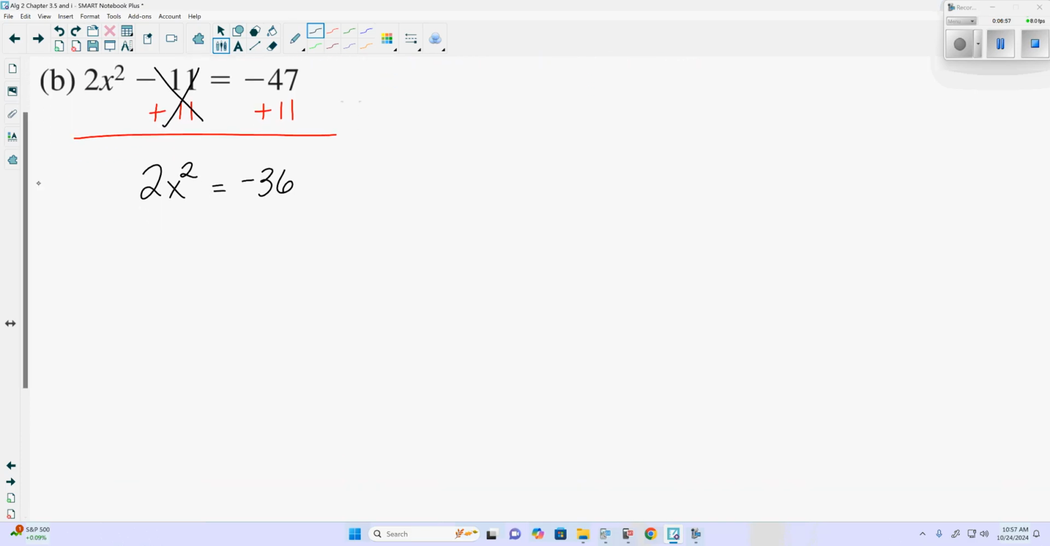Now at this point here, the x squared term is not completely by itself, so we need to divide by 2. And our 2x squared divided by 2 is going to be x squared is equal to negative 36 divided by 2 is negative 18.